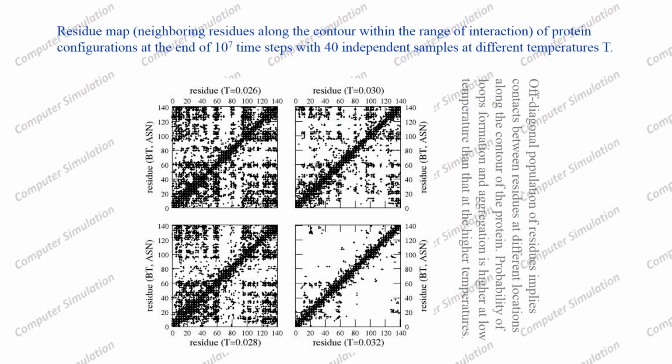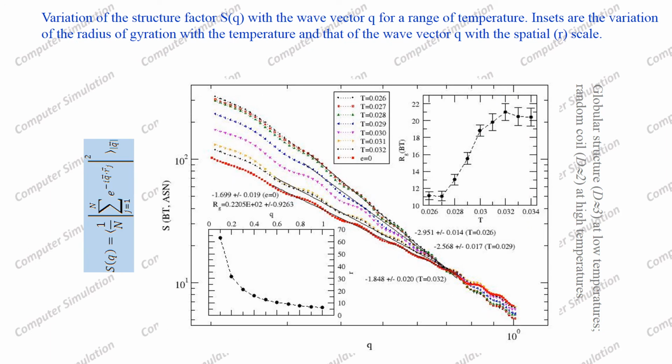A contact map, neighboring residues along the contour within the range of interaction, of protein configurations at the end of 10 million time steps with 40 independent samples at different temperatures shows how the thermal noise reduces the degree of contacts. Variations of the structure factor S(Q) with the wave vector Q can quantify the degree of compactness, via effective dimension, or globularity of the protein for a range of temperature.